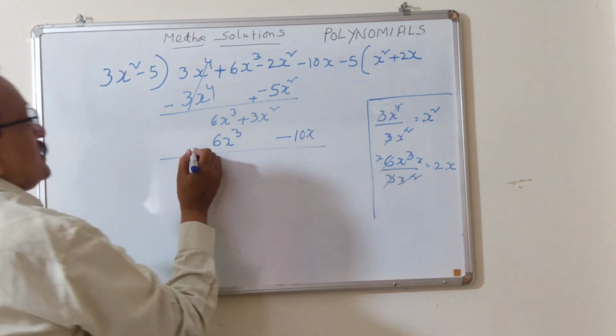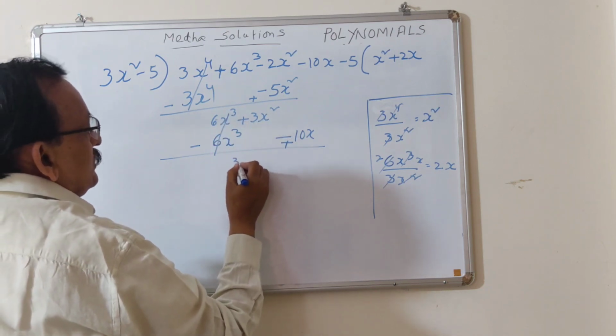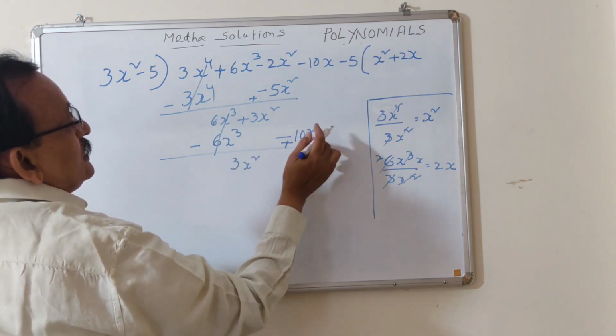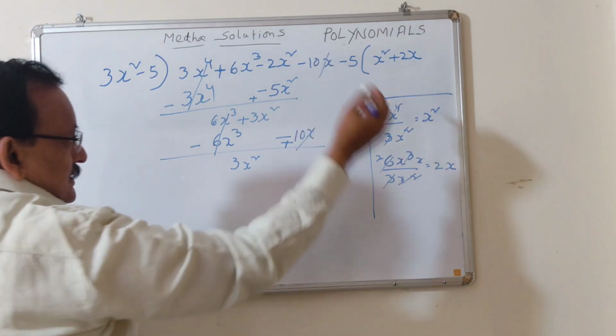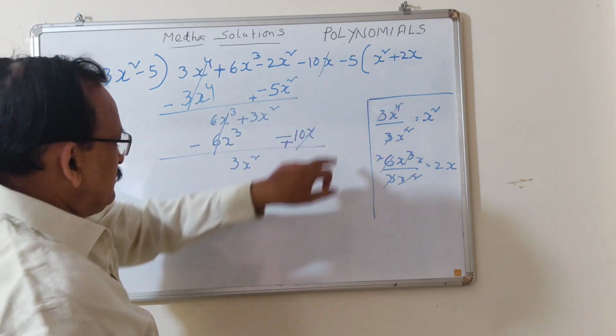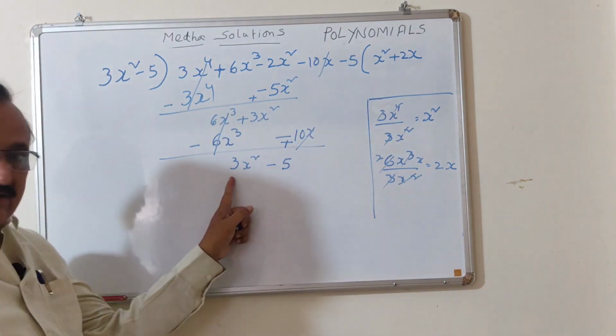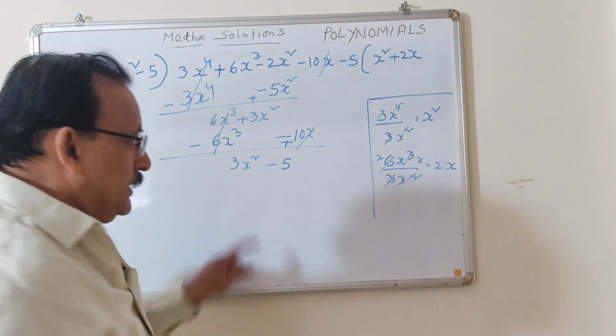and then change the symbols and cancel. Bring down 3x². This plus 10x and this minus 10x cancel. Directly we can cancel over here, and then this minus 5 you have to copy here. Now this 3x² term should be eliminated.